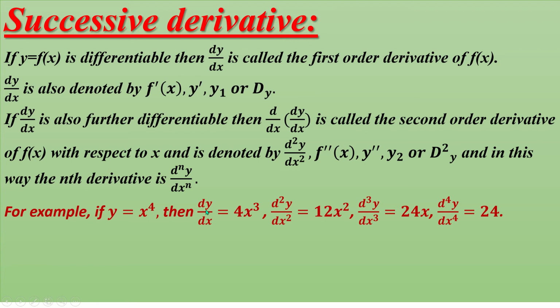Therefore the first order derivative, that means the derivative of y with respect to x, is equal to 4x cube. We know this formula because it will be n x to the power n minus 1. n means 4, so 4 into x to the power 4 minus 1, that means 3. Similarly, the second order derivative will be 4 into 3x square, that means 12x square. And this gives 24x as the third order derivative, and the fourth order derivative will be 24, because 24 into the derivative of x with respect to x, which is 1, so no need to write 1.